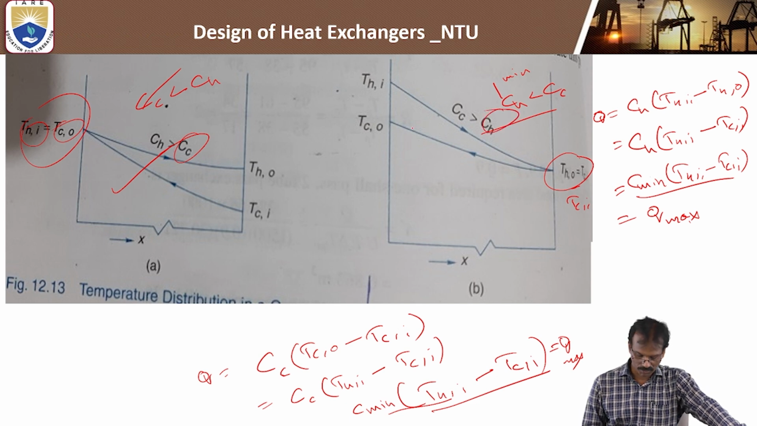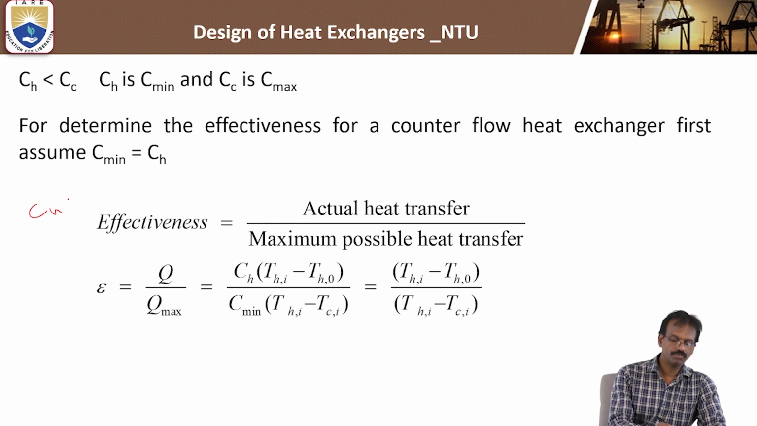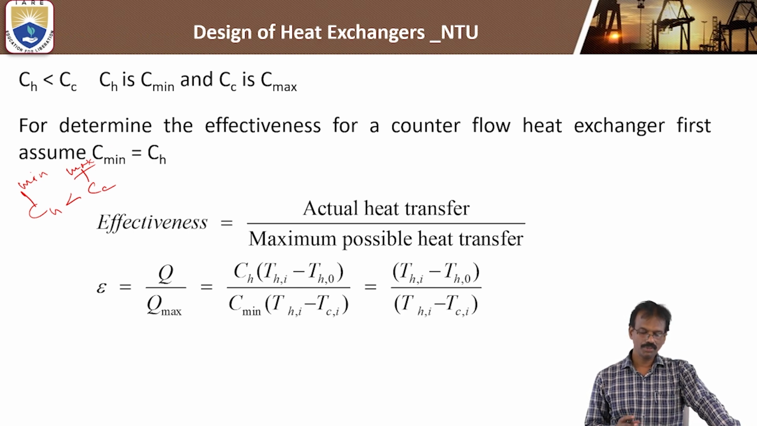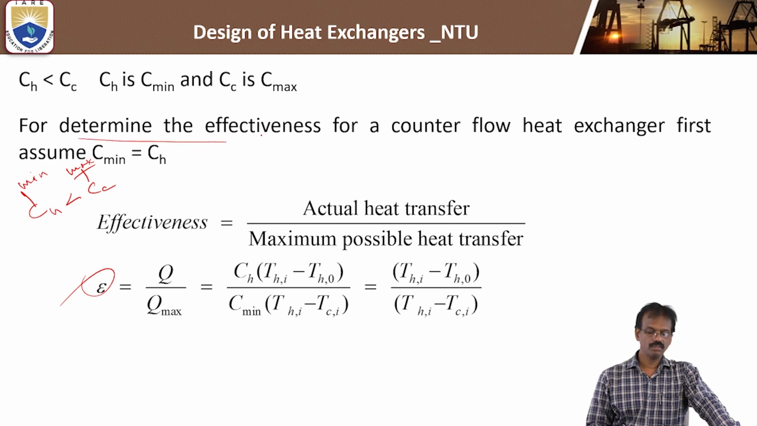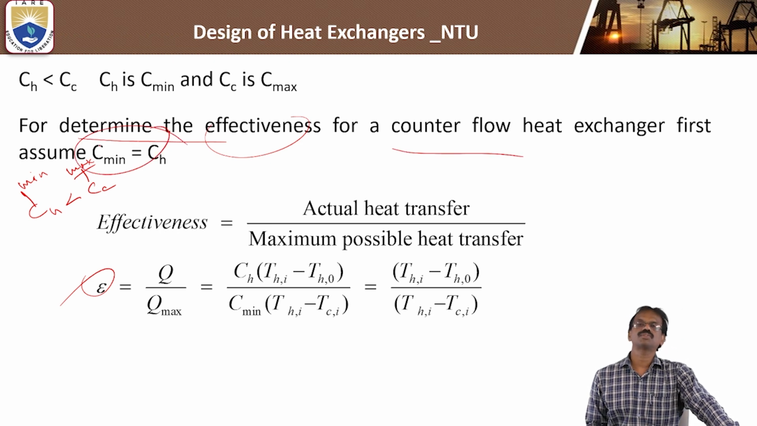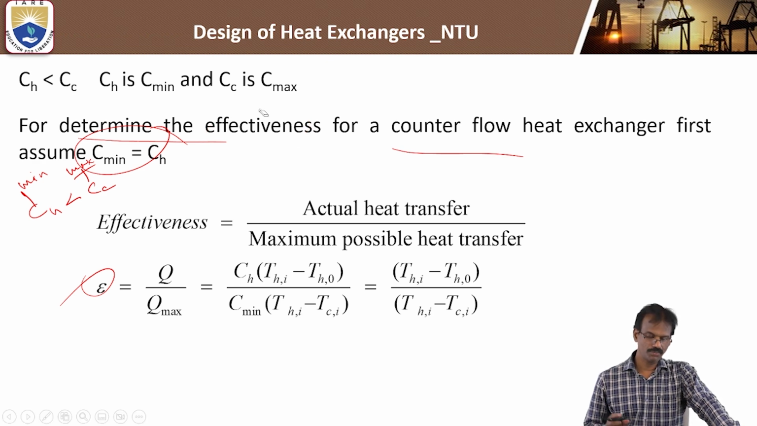How to remember these things? Just like we are taking CH, the hot fluid specific heat, is less than CC. It means CH is the minimum and CC is the maximum. By using this condition, we are going to determine the effectiveness formula. For determining the effectiveness of a counter flow heat exchanger, first we are assuming C minimum is CH. By using this condition, we will go for the derivation.